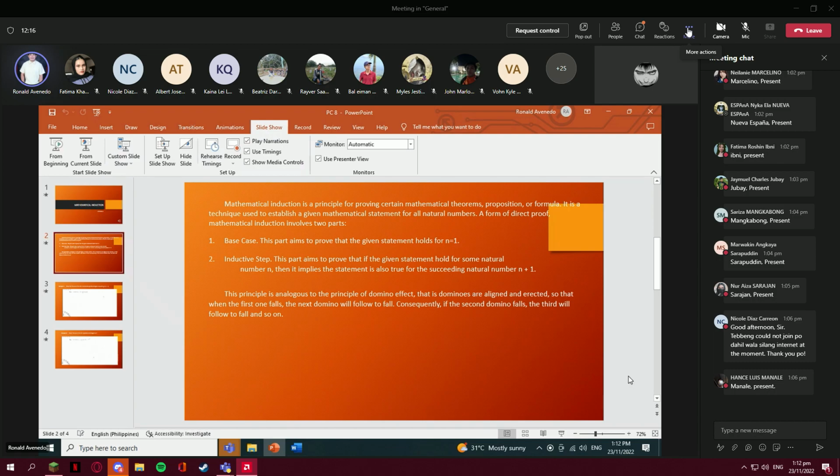In the first part, di ba, we have two parts, the base case. You're going to show here that n is equal to 1 is correct, and sometimes it is correct. For the base case, n equals 1, correct. n equals 2, correct. n equals 3, correct. But that would not be enough to say that the statement is correct.